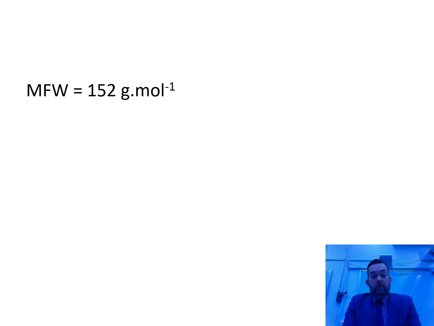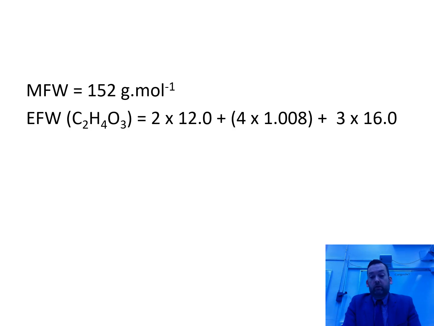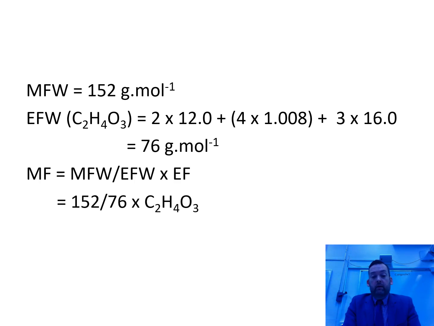Now the molecular formula. The molecular formula weight is 152 grams per mole. That was given to us in the question. We work out the empirical formula weight by adding all the bits up in the empirical formula. So carbon, 2 of those, hydrogen, 4 of those, oxygen, 3 of those, and we end up with 76. To get the molecular formula, we do the molecular formula weight, 152, over 76, times the empirical formula. So 152 over 76 is 2, times C2H4O3, there is our molecular formula. So we've figured out the empirical formula and the molecular formula. That is a basic empirical formula question, and hopefully you'll be able to do those and get them 100% right, and good luck.